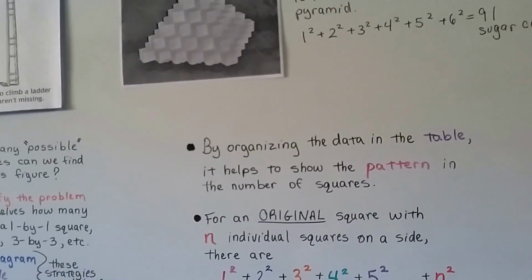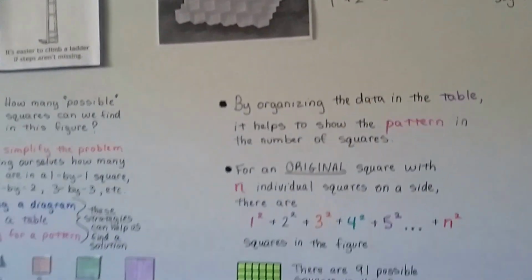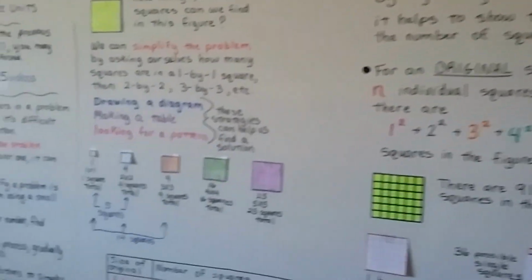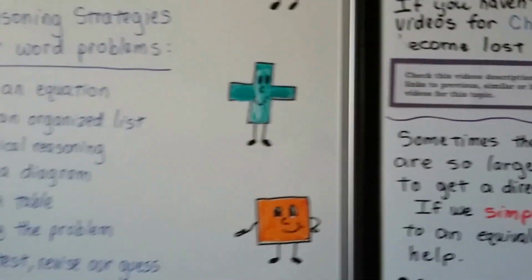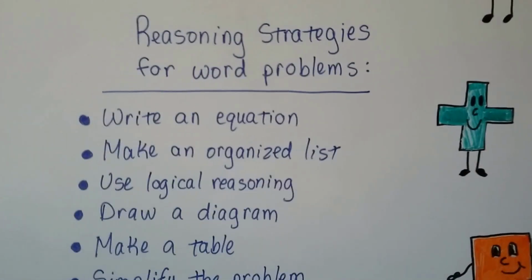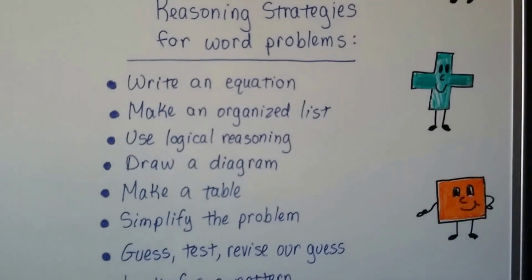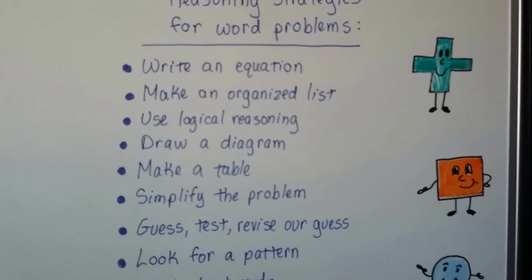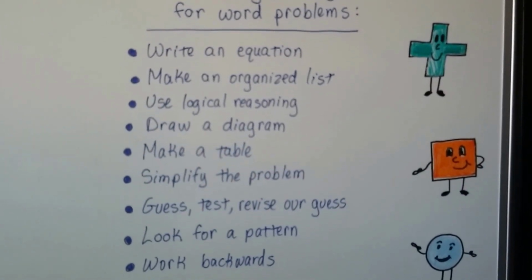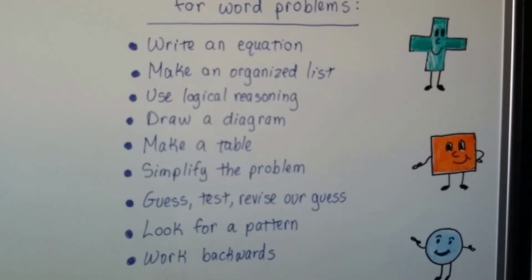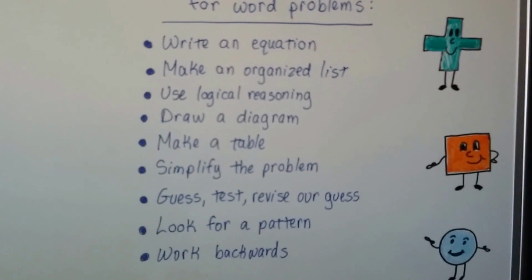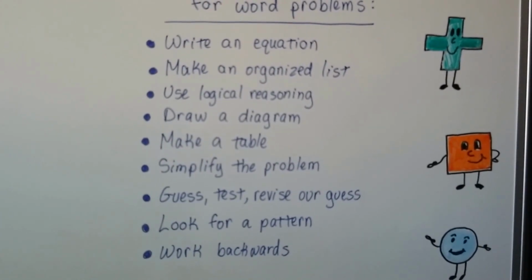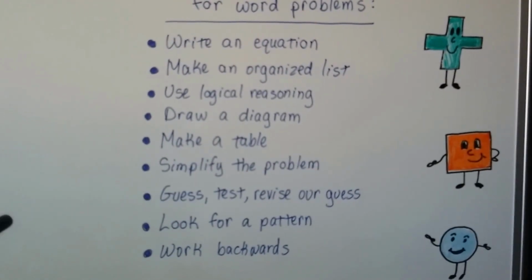So, that's the reasoning strategy of simplifying the problem, and there's other reasoning strategies that we can use for word problems or any other problem that we come across, not just in life, not just in math, but in life. So we can write an equation, make an organized list, use logical reasoning. We could draw a diagram, make a table. We could simplify the problem just like we just did. We could even make a guess, test our guess, and then revise our guess if we're wrong.